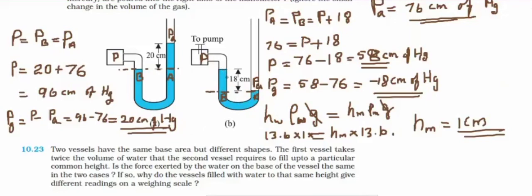Already you have an 18 centimeter level difference in the mercury in the manometer. Now when you add water here, that water makes a difference in mercury level equal to 1 centimeter. The weight of 13.6 centimeter of water can make 1 centimeter of level change in mercury. So what happens to the difference in mercury level? You have 18 plus 1. The difference in mercury level will be 19 centimeter.